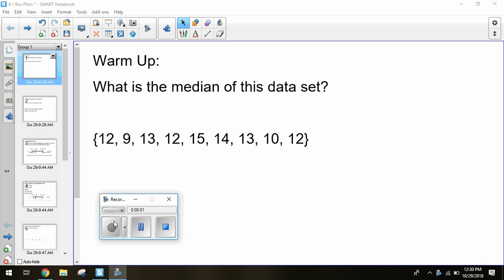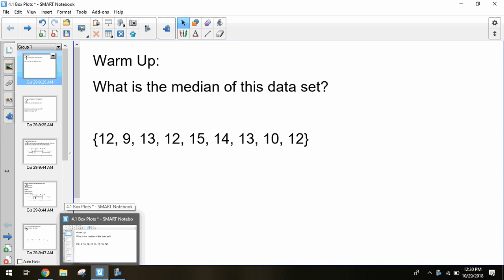So let's talk about this warm-up. You had the question, what is the meaning of this data set? And then you had this data set of 9 or 10 numbers. So, to start off with, thinking back to earlier math classes we've taken in the past, what does the median represent of the data set?